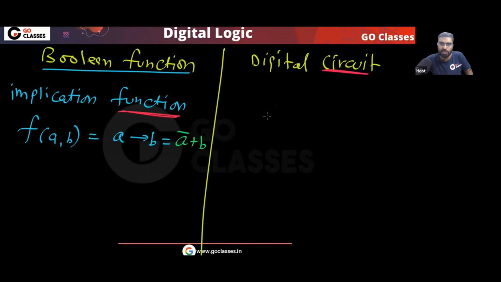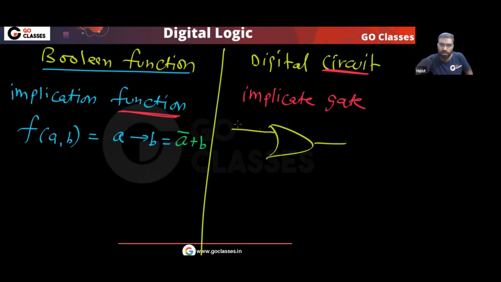On one side, I'm giving you this implication gate. Gate is a digital circuit, right? So how will you create this implication gate? See, your implication gate will be something like this. Do you agree? Finally, you can see your F is equal to what?